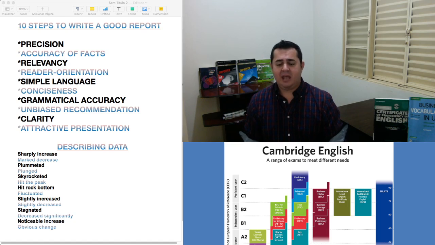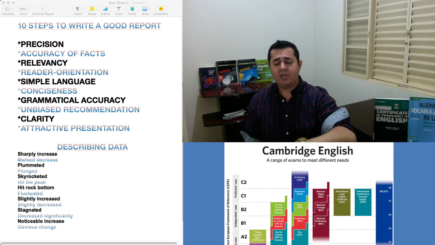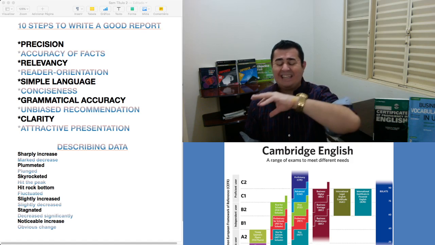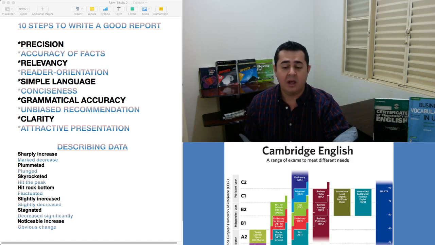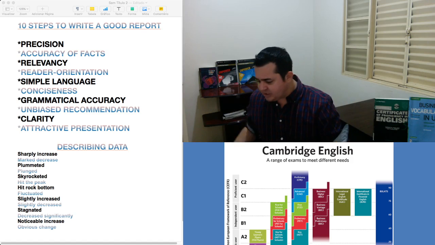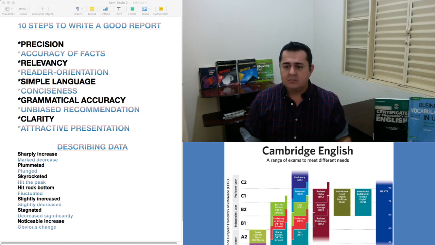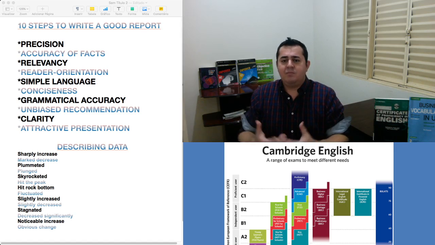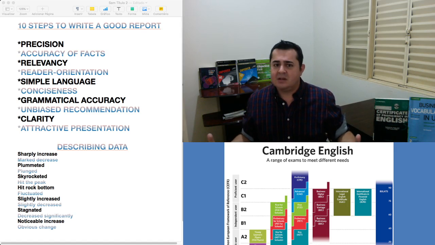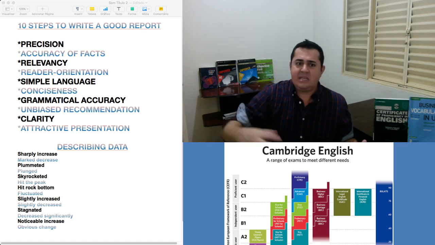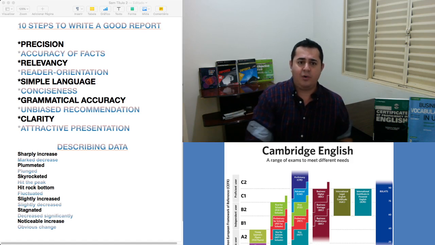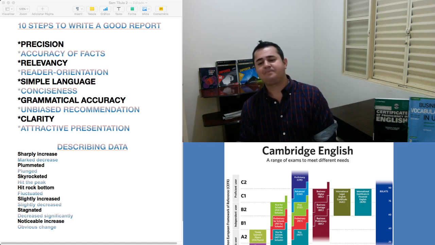Just imagine if what you put in your report is not precise, is inaccurate, is wrong. So all the decisions the board will make, the directors of the company, they would be inaccurate, they would be imprecise, they wouldn't be right because they base their decision on what you've written. So you have to be accurate, okay?